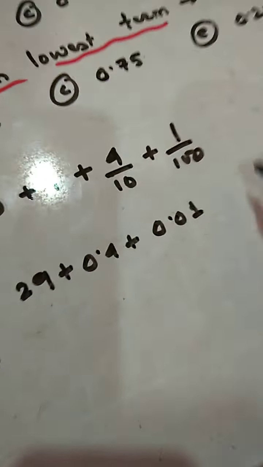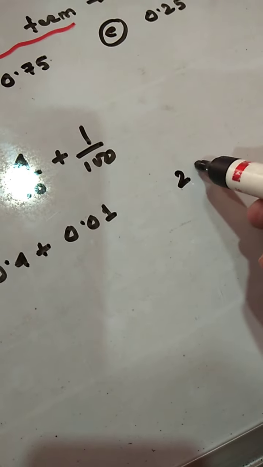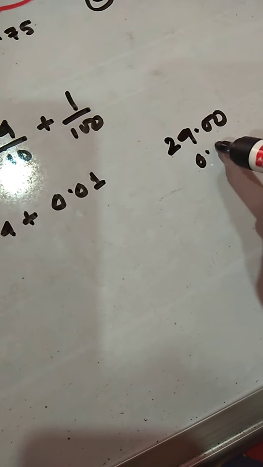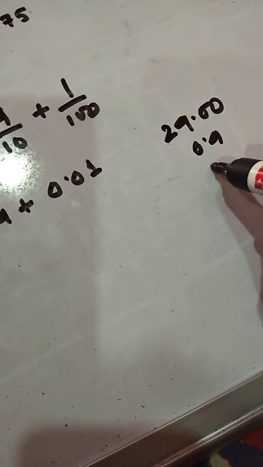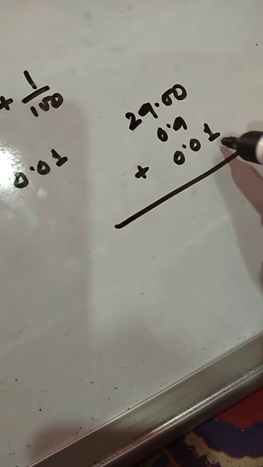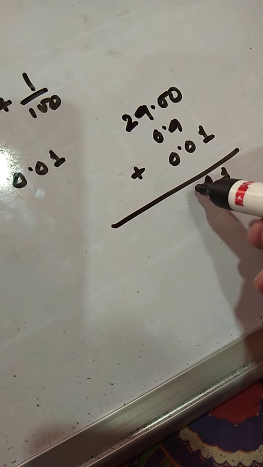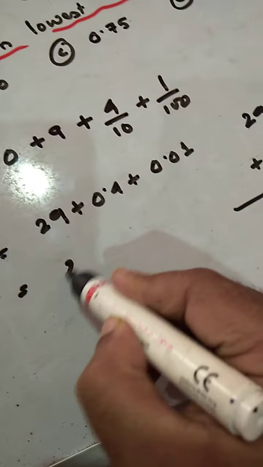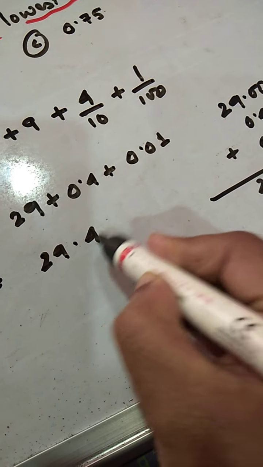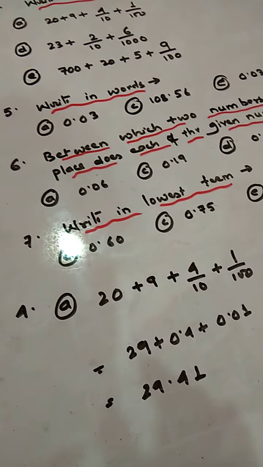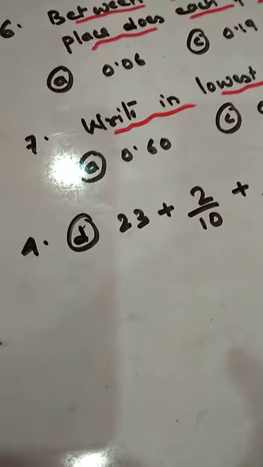Now when we are adding, how to add this? 29 means 29.00, then the next number is 0.4, and the third number is 0.01. So we have to add this, that is 1, 4, 9 and 2. So the final answer is 29.41. Okay, so this is the solution of sum number A. Now let's move on to sum number D.